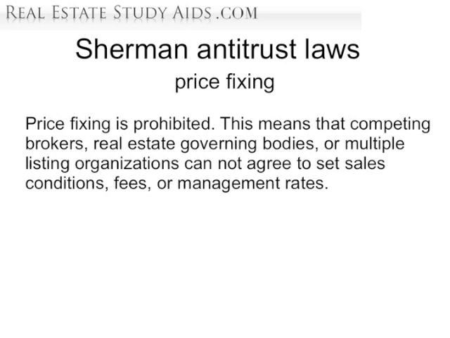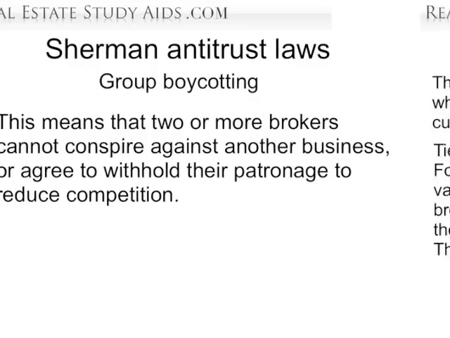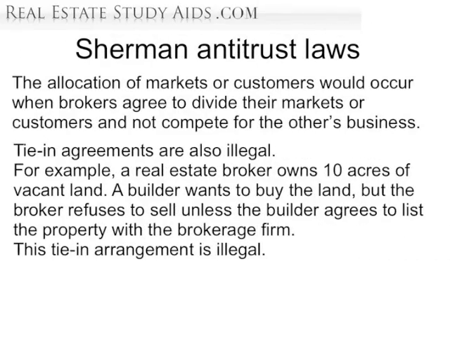This means that competing brokers, real estate governing bodies, or multiple listing organizations cannot agree to set sales conditions, fees, or management rates. Group boycotting is also illegal under the antitrust laws. This means that 2 or more brokers cannot conspire against another business or agree to withhold their patronage to reduce competition. The allocation of markets or customers would occur when brokers agree to divide their markets or customers and not compete for the other's business.